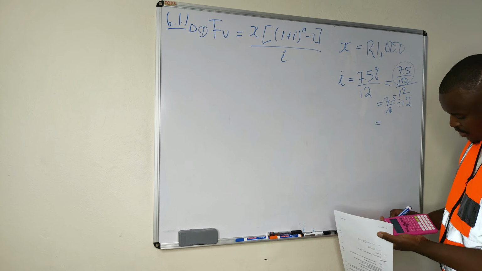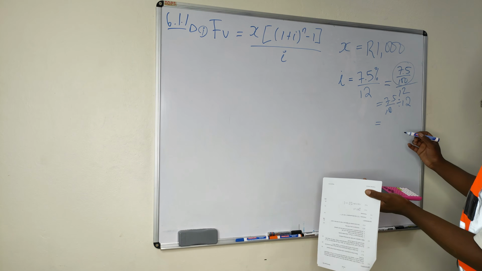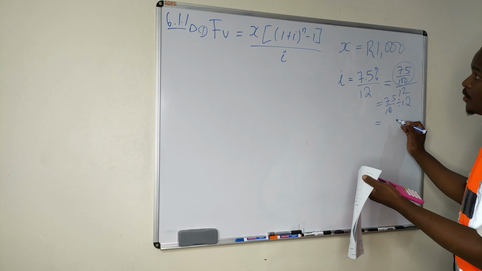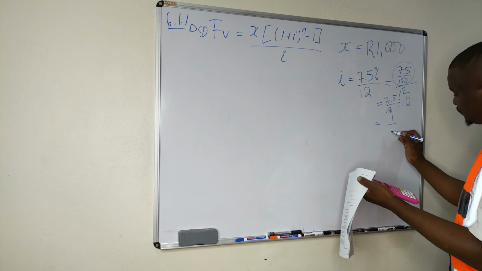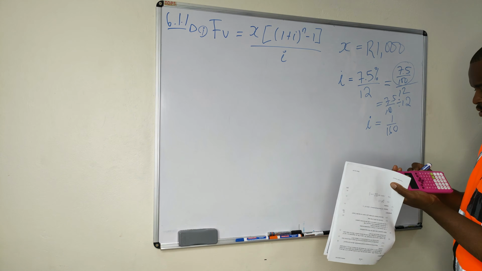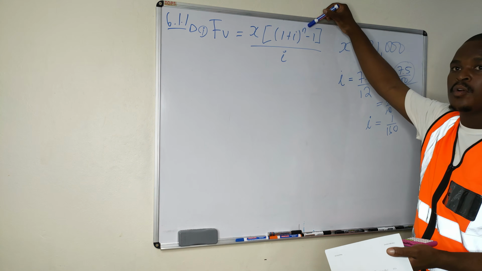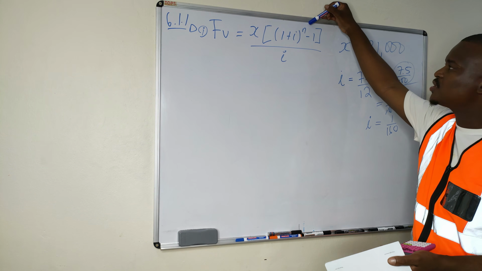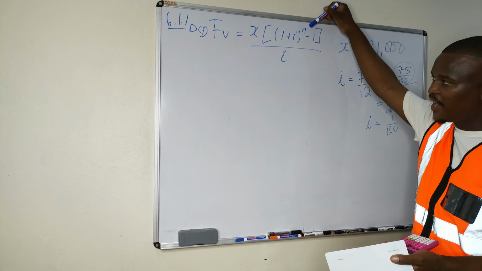So what you have is 1 over 160. This is your I, which is that part there. And then N. What is N? N is the number of payments that are made into the account. That's what N is. How many payments were made into the account? You must find that out.